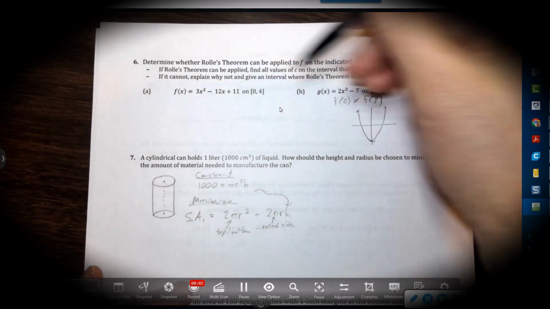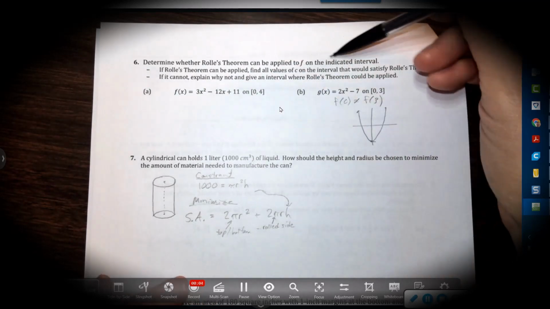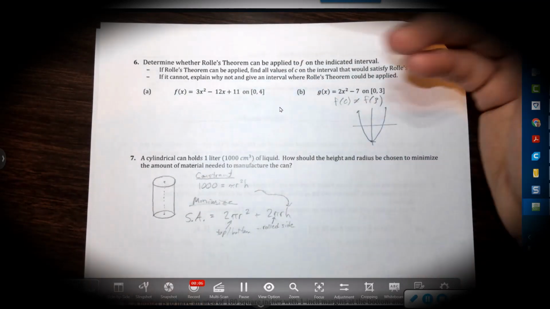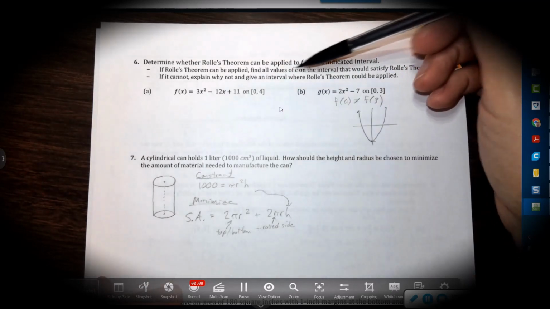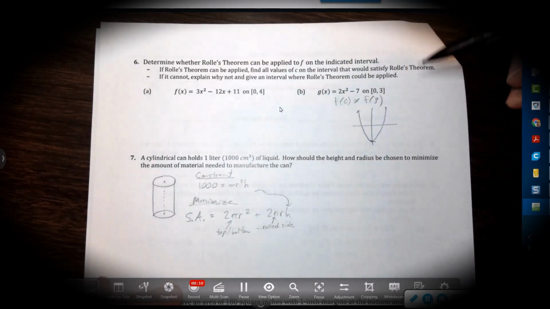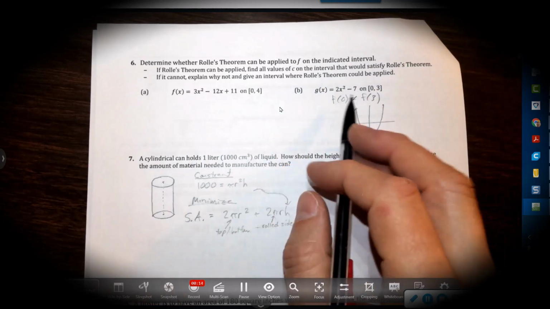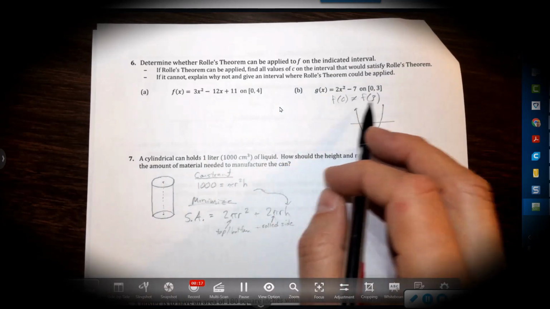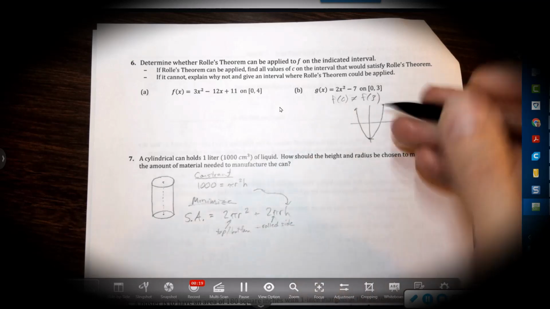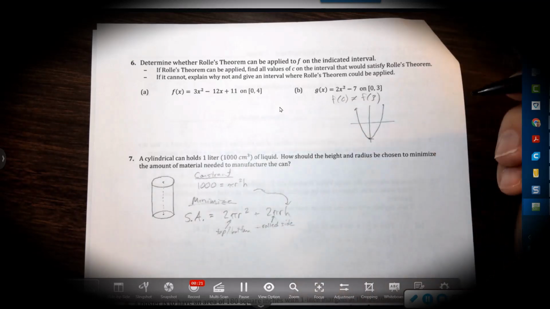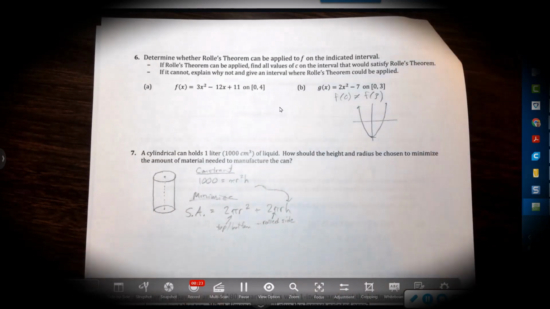Number 6, Rolle's theorem can be applied to f on the indicated interval. Can it? If it can, find all the values c on the interval that would satisfy it. So I think we talked about it right here. In this case, f of 0 does not equal f of 3, therefore Rolle's theorem doesn't apply. But I will tell you as a hint, Rolle's theorem is not on the test tomorrow, but the MVT is.